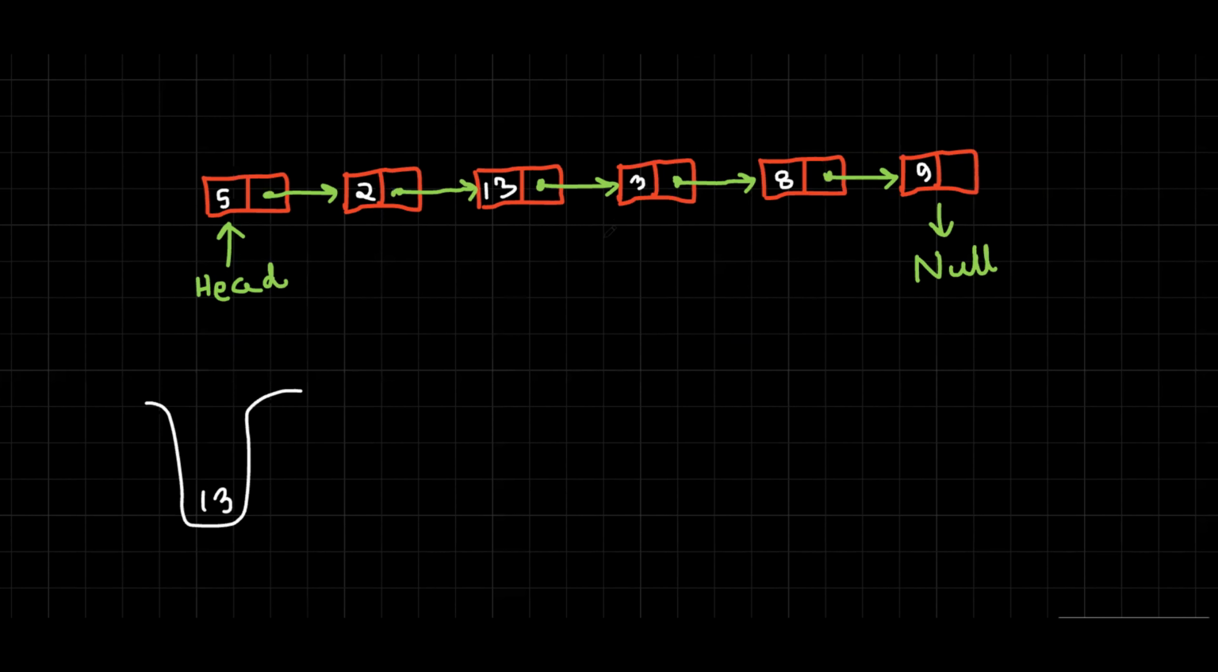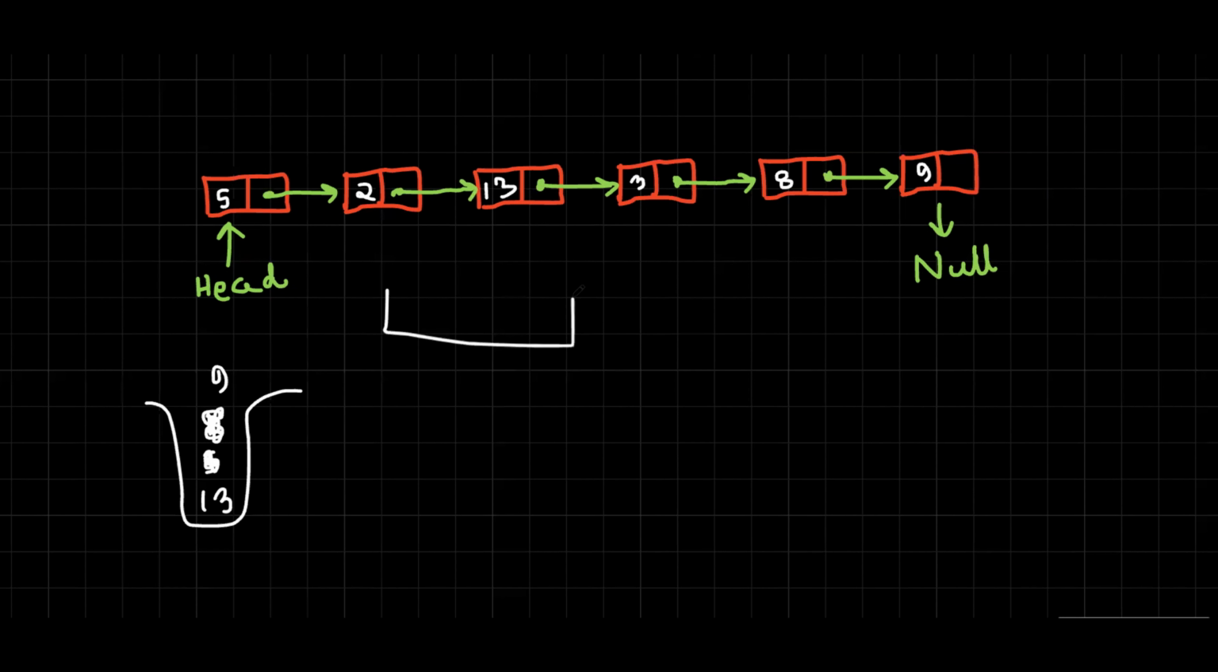Finally, we have to insert 13 here. Now, for this element 3, we don't have any smaller element. So we will insert 3. For this element 8, we have a smaller element 3. So we will remove it and insert 8 here. Now for this element 9, we have a smaller element 8. So we will remove it and insert the element 9. Now, our stack contains 2 elements, which is 13 and 9.